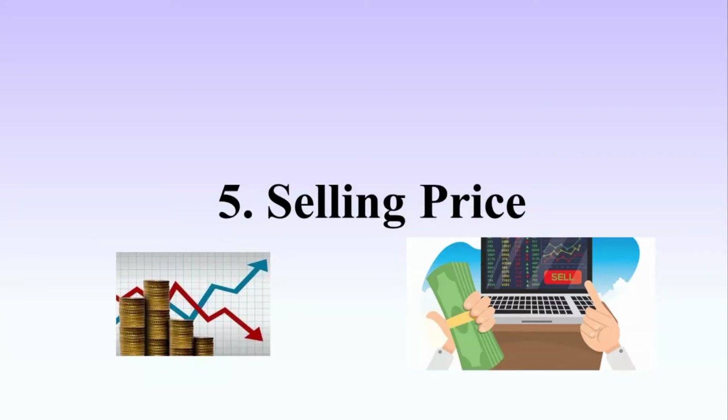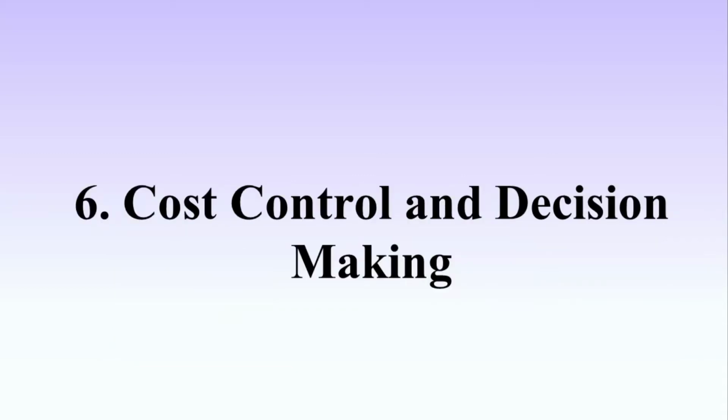And on the fifth step, the selling price. The selling price is obtained by adding a profit margin to the cost of sales. And lastly, in the cost accounting cycle, we have the cost control and decision making. At the last step of cost accounting, by using standard costing and the budgetary control system, cost accounting controls cost and makes a decision.